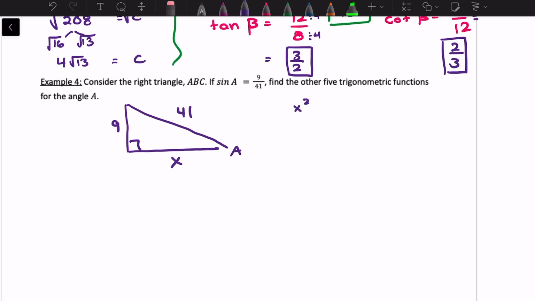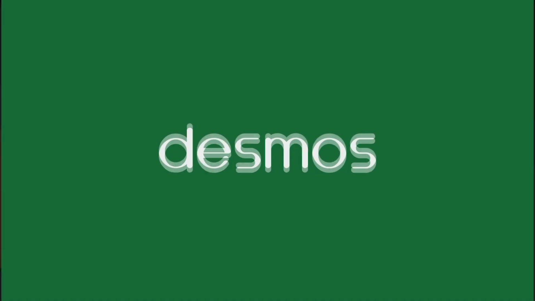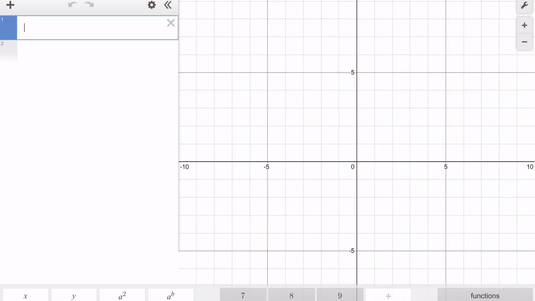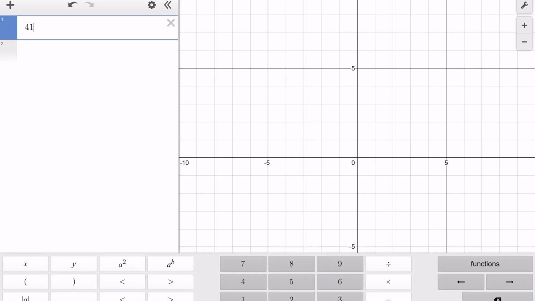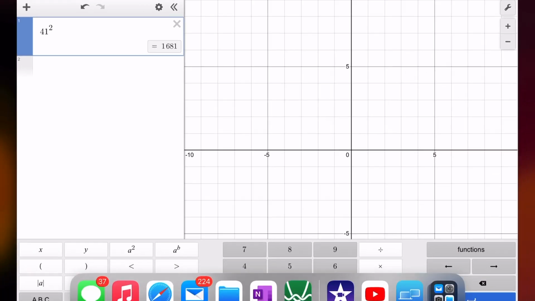So that's x squared plus 9 squared. We want to do the 2 legs. These legs, x squared plus 9 squared equals 41 squared. So we go back and we do 41 squared, x squared plus 81. And then I need a calculator to do 41 squared. So I'm going to do 41 squared is 1,681.